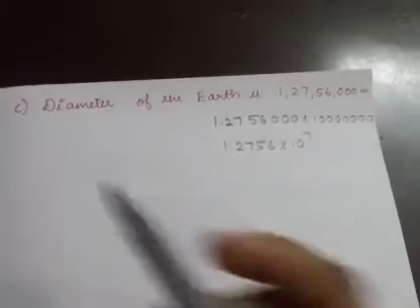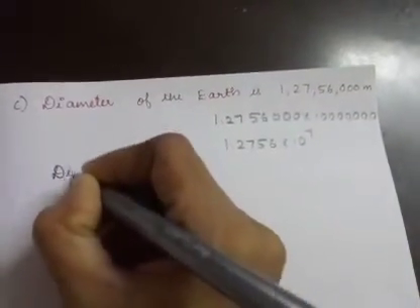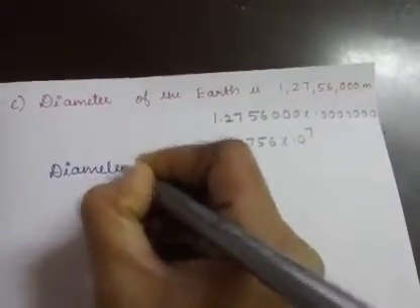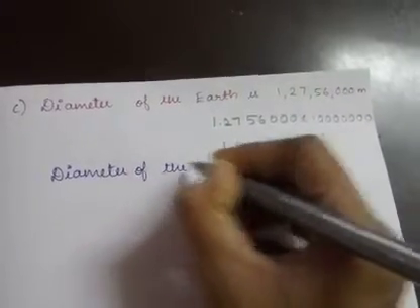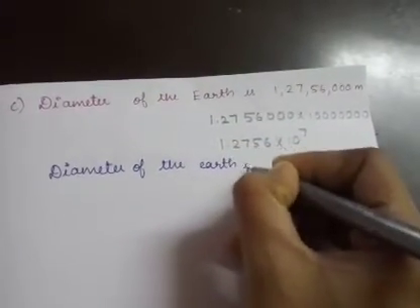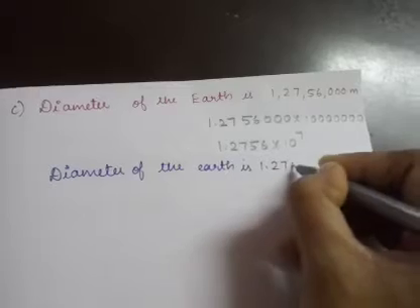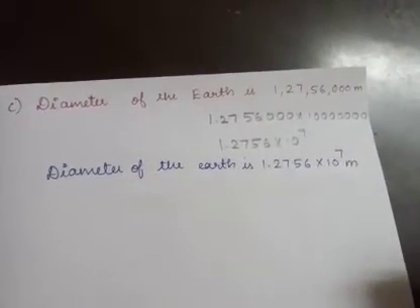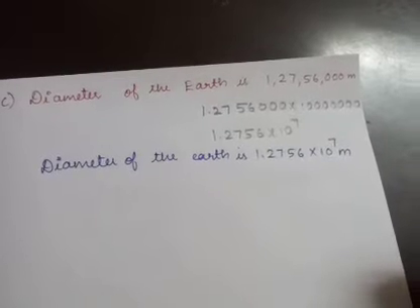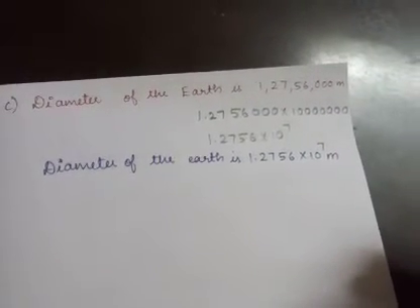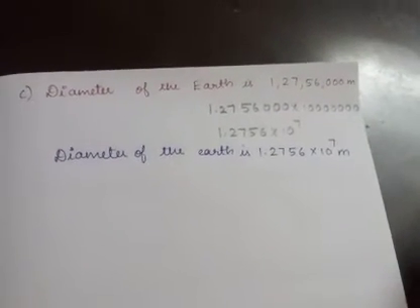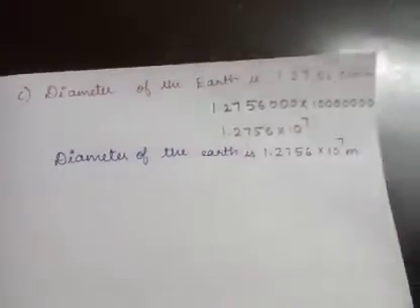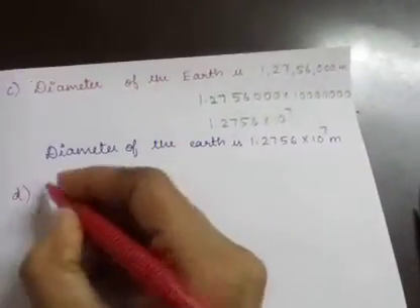Yes. Now what will you do? Diameter of the earth is 1.2756 into 10 power 7 meter. Don't forget to put this unit. 1.2756 into 10 power 7 meter. Okay, next is your D problem.